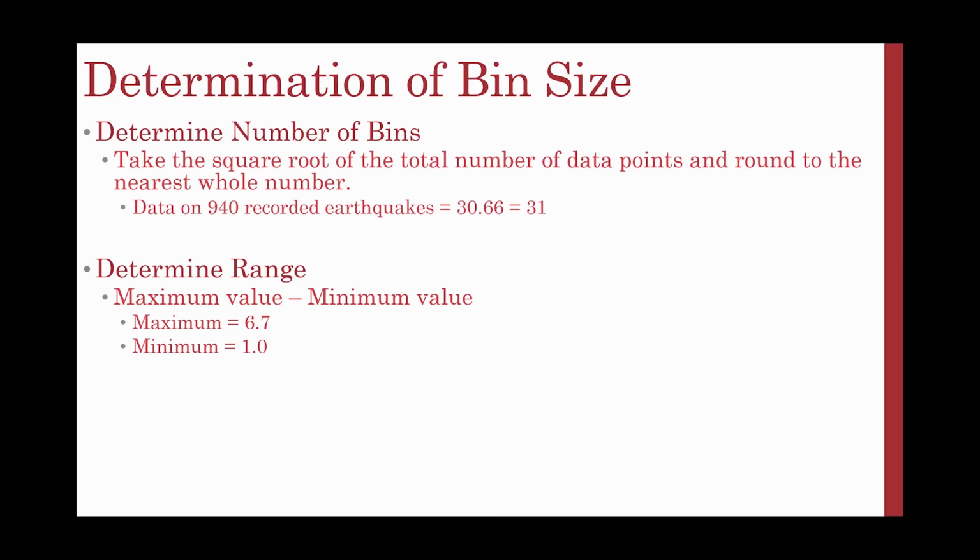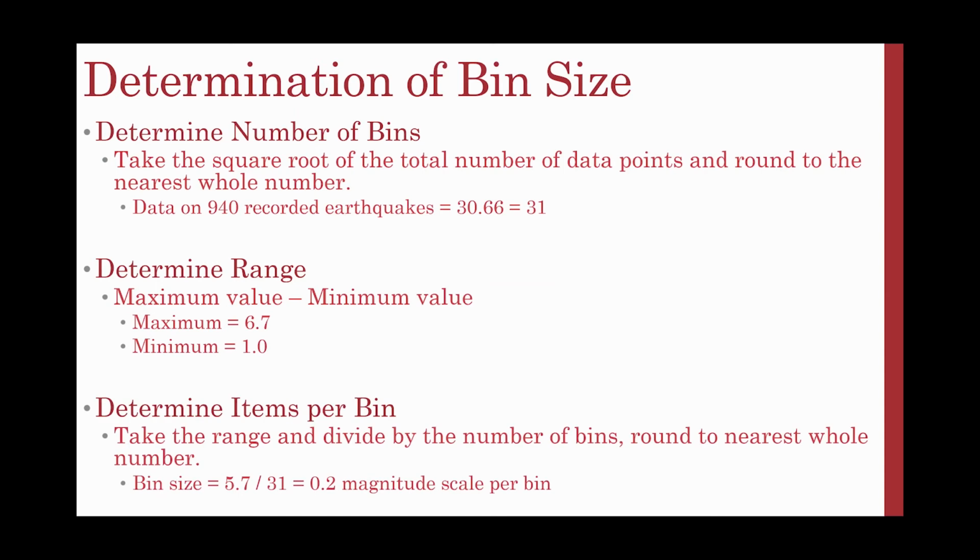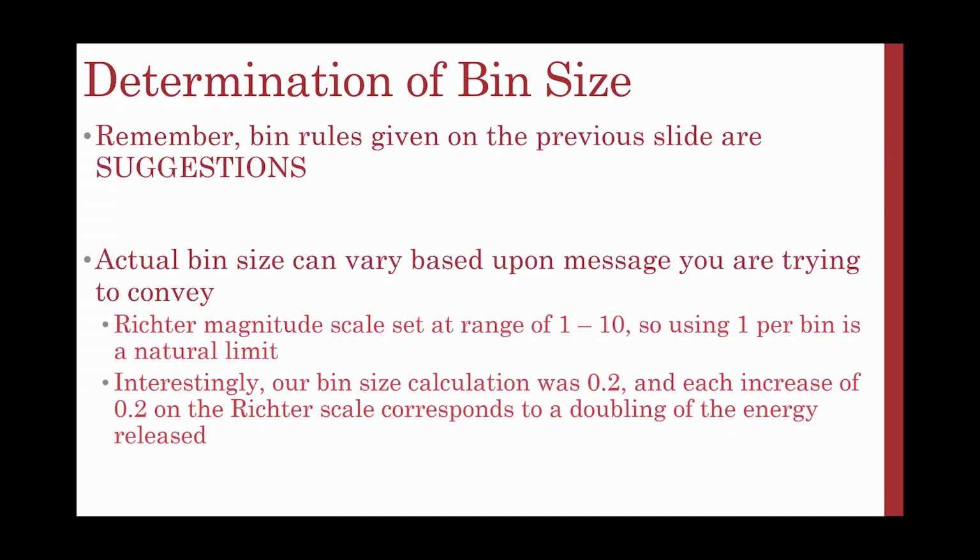Then you also have to determine the range. The range is the maximum value minus the minimum value, with a maximum of 6.7 and a minimum of 1. To determine the number of items per bin, you take the range and divide it by the number of bins, and then you round to the nearest whole-ish number. So my bin size is, in this case, 5.7 divided by 31, which is 0.2. So 1 would be a good choice.